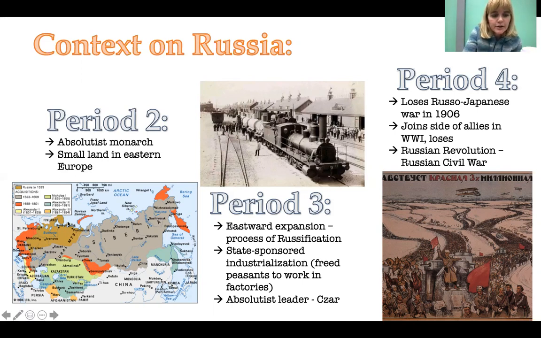And during period 2, their whole country is this little bit of brown right here. And that leads us to period 3, eastward expansion. So Russia is going to expand rather quickly. All right, they're going to go eastward, right? And they're going to engage in the process of Russification.